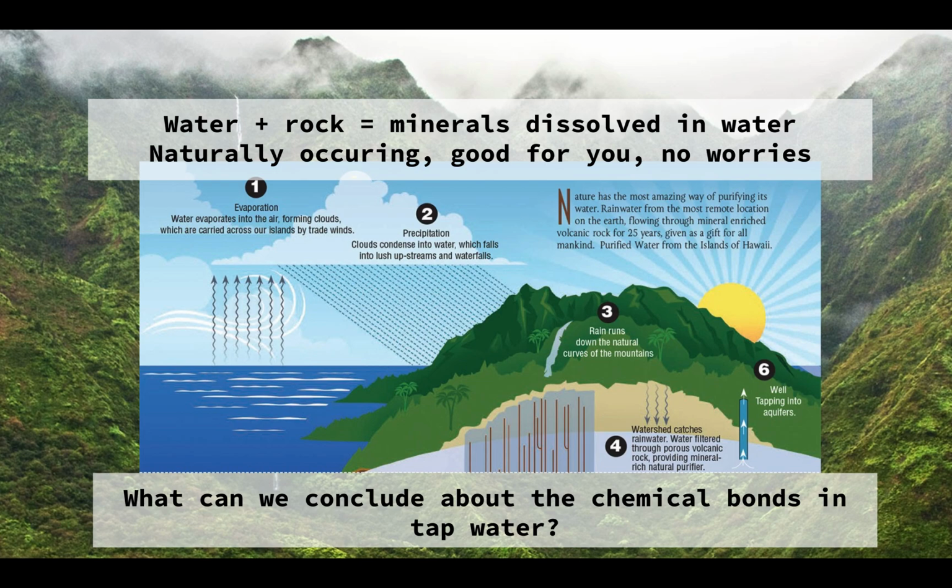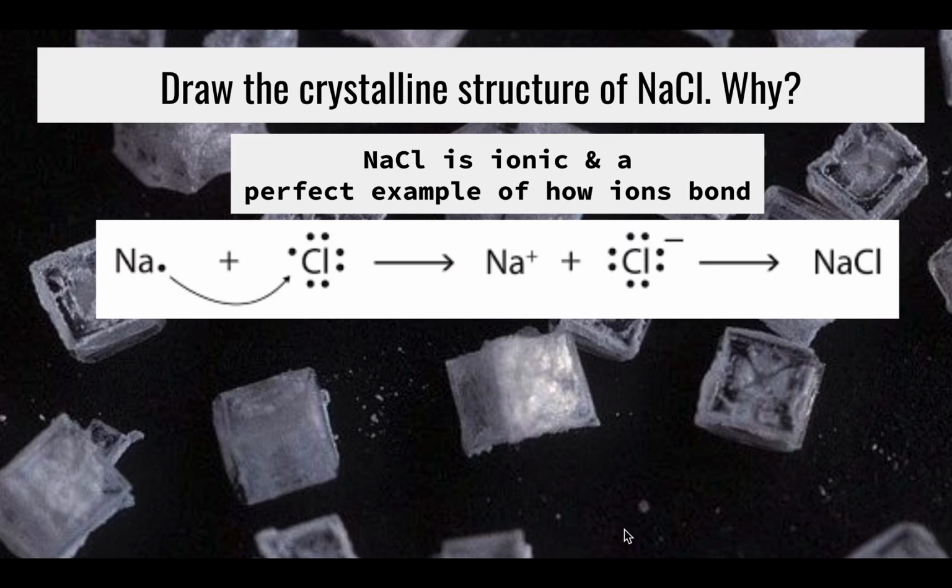So this is naturally occurring. It's good for you. You don't have to worry about anything. But essentially, that's why we see an electric current in our tap water. And we'll talk more about that in just a second. I'm asking you here, what can we conclude about the chemical bonds in tap water? Well, to kind of understand that, we need to first answer 2 other questions.